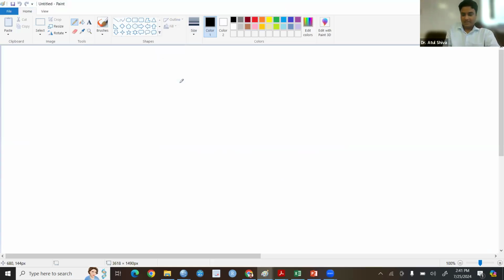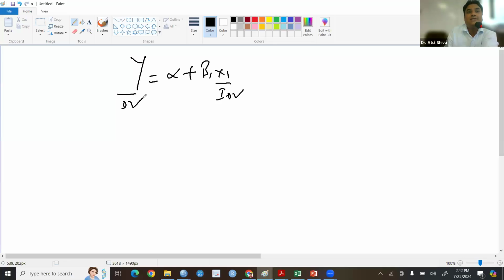Now the screen is visible. Everybody just focus on the screen. I said that y is equal to alpha plus beta 1 x1, if we have one independent variable and one dependent variable. All of you should note down what I'm writing. This will help you. One DV, one IDV, and DV is metric and IDV is also metric. Metric means interval or ratio.